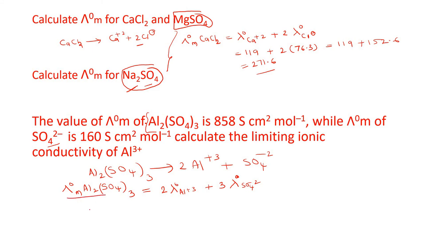Now this value is given, how much? 858. 2 into this value is given? No, you have to calculate that one. Aluminum plus 3 you need to calculate. After that, sulfate is given, no? How much is it? 160. Now you will definitely get this value when you do the mathematical operation. So this is also complete as an assignment. With this, the Kohlrausch law definition is completed. The next video will discuss the applications of Kohlrausch law.